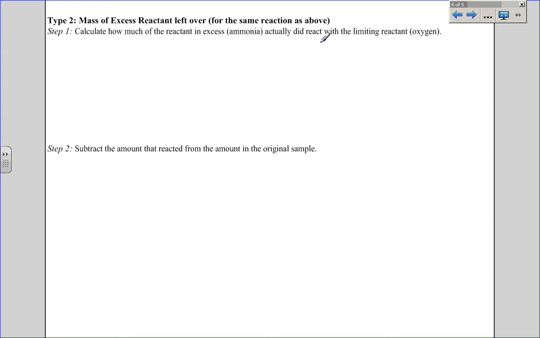Type 2 problem is to determine the mass of the excess reactant left over. And these ones tend to be more challenging because we've already got a lot of information in front of us, and sometimes people find it tricky to determine which information is important, which one's relevant, what do we need to use, what am I trying to find. So it's really important to take a step back from the problem and really think about what you have and think about what you are trying to find.